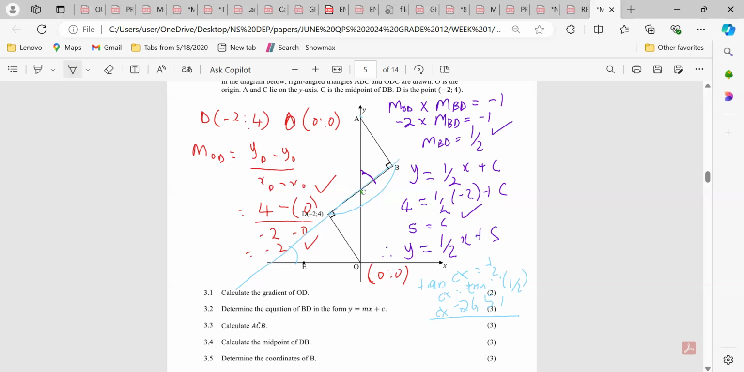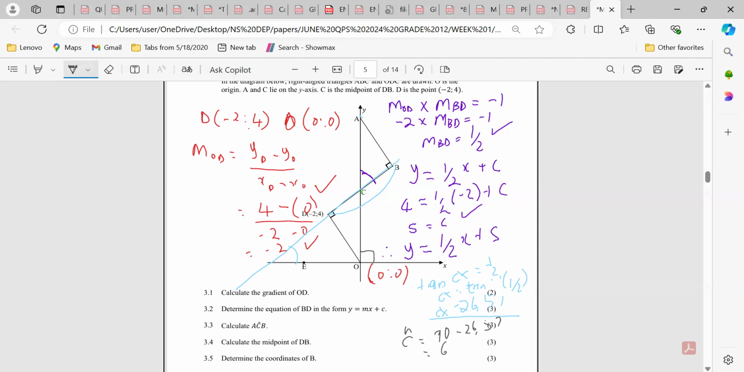I think we spoke about this one, right? This one is the y-axis. The y-axis is always going to give us perpendicular, so there's a 90-degree angle here. So for us to get that angle C, C is going to be given by 90 minus 26.57, and that is going to give you 63.43. Yes, 63.43. And then that's done.